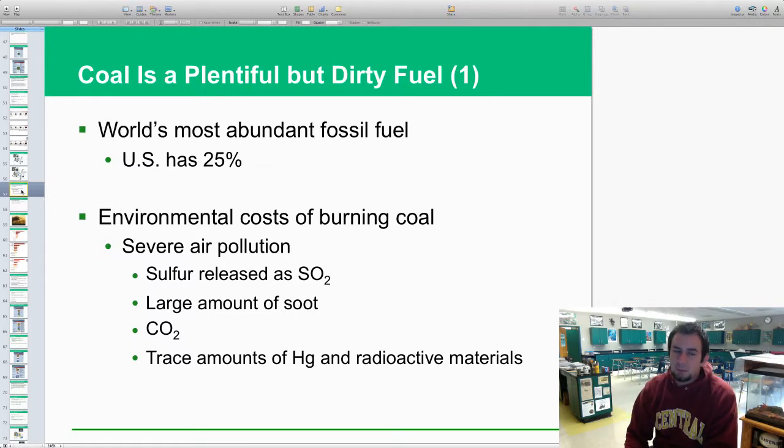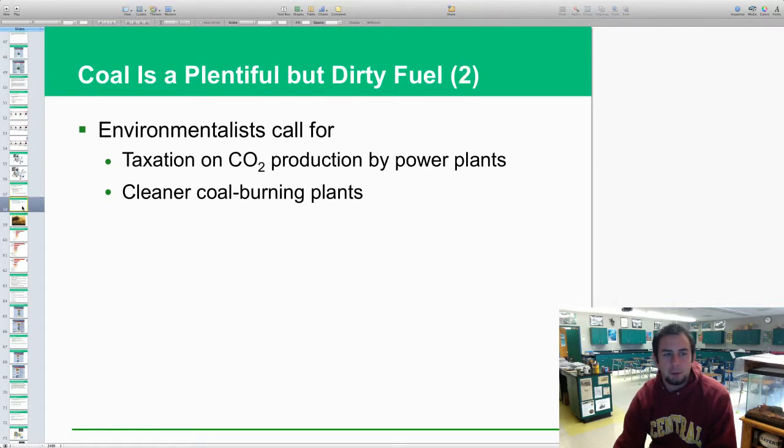The environmental cost of burning coal, though, at least in the past, and they are getting better as far as filtering out coal, is severe air pollution. Because sulfur in bituminous coal, which is higher in sulfur content, is released when it's burned. There are large amounts of soot, and large amounts of CO2, which is a greenhouse gas. There are also trace amounts of mercury and radioactive materials held within coal at certain times, so that also is a negative. So those are some of the environmental costs of burning it.